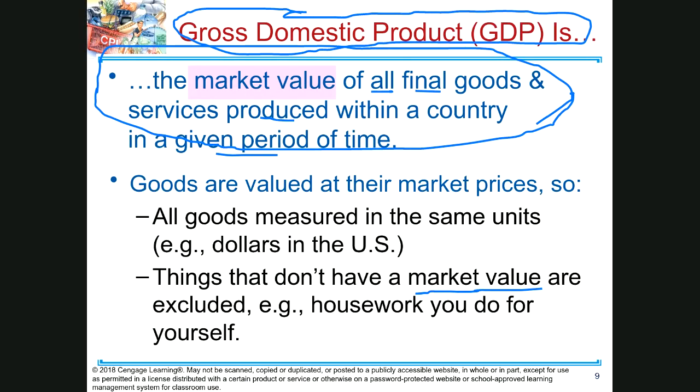We can't capture the value of the wife that stays home, watches the kids, or cooks a meal. Because it didn't come to the market, does it not have value? Yes, it does. It has a value, but GDP is not perfect. It can't capture that.